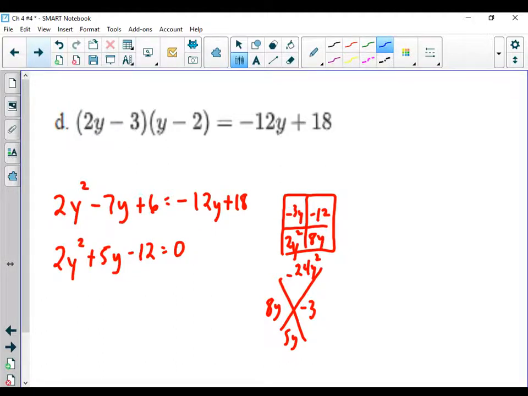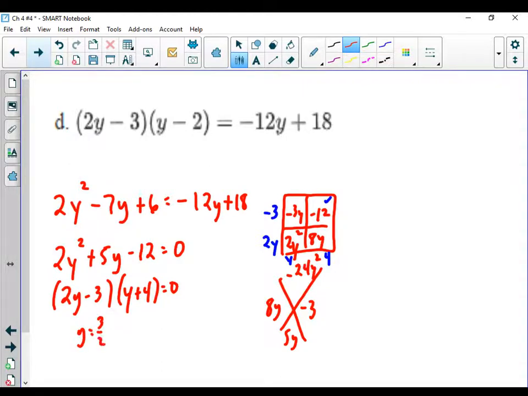So factored here, 2y squared and 8y both have 2y. I didn't give myself much room, but I got y there. 2y times 4 would give me 8y, and y times negative 3 would give me negative 3y. And negative 3 times 4 gives me negative 12, so it works out. So factored wise, this is going to be 2y minus 3 and y plus 4. So my two answers here would be y equals 3 over 2, or 3 halves, and y would equal negative 4.